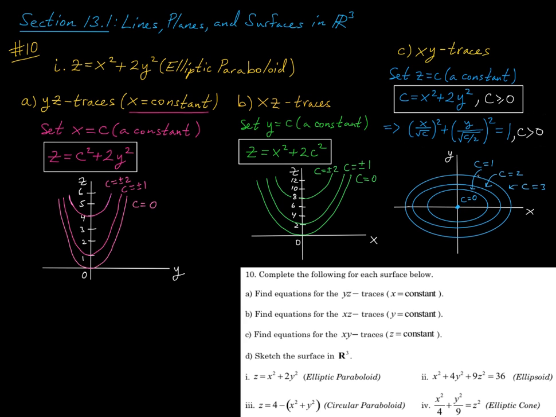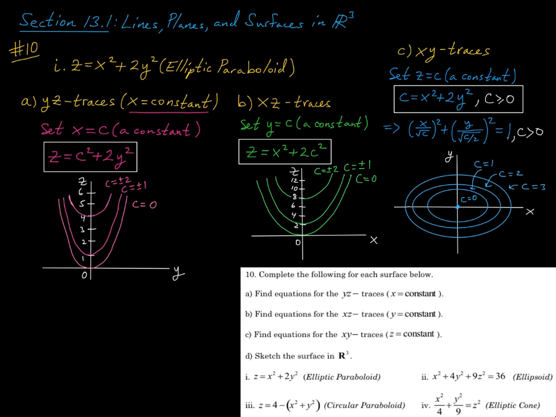Now if c is any other positive value, I can go ahead and divide both sides of this equation by c and do a little rearranging, and I recognize I have the equation of an ellipse. So I get x over the root of c, quantity squared, plus y over the root of c over 2, quantity squared. Notice that c over 2 comes from the fact that there's a 2 in front of the y squared there.